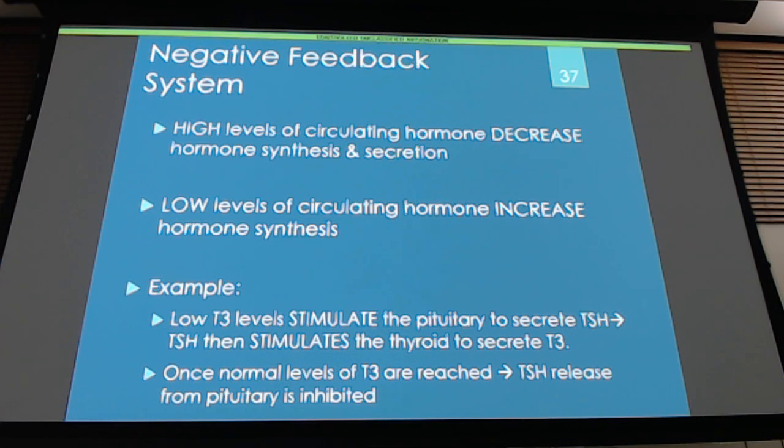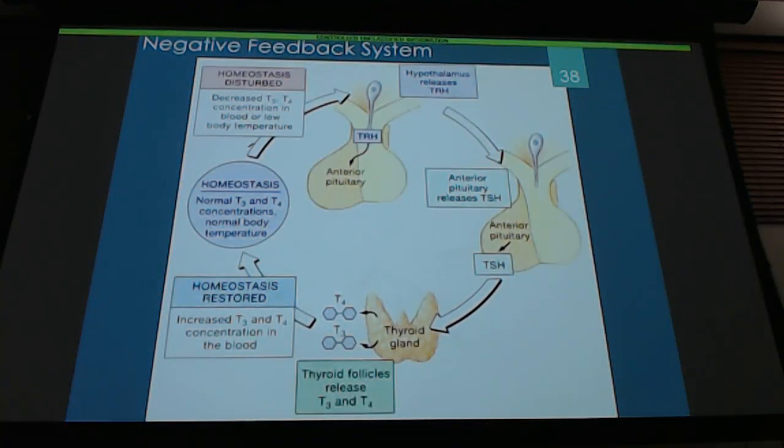So this is more fun. This is negative feedback. This is the bread and butter in endocrinology, right? So, high levels of circulating hormone. Let's pick thyroid hormone. If my thyroid hormones T4 and T3 are too high, the body needs homeostasis, so it's going to respond by lowering the circulating hormone, which impacts hormone synthesis. So you can read this, but it's more fun to read this.